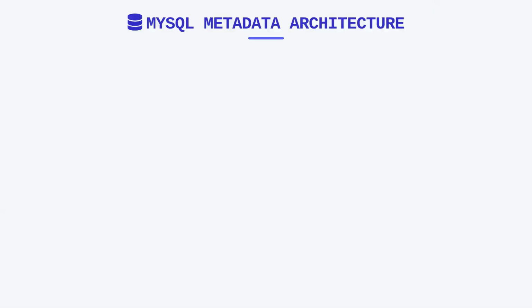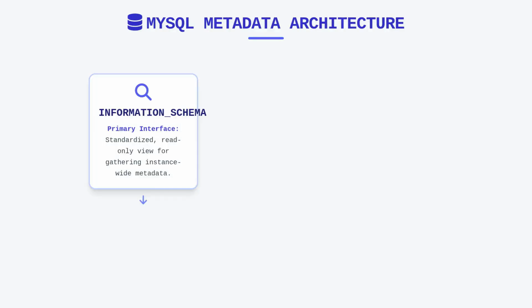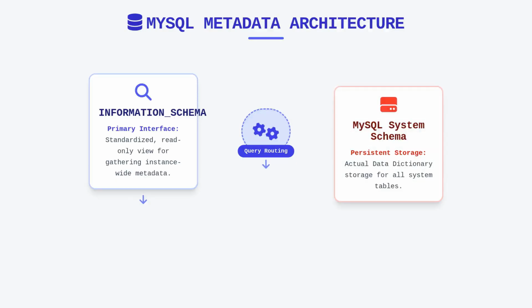While the physical file system has become cleaner, you still need ways to query this metadata, which is where the information schema and the MySQL system schema come into play. The information schema remains your primary interface for gathering metadata about objects across the entire instance, providing a standardized, read-only view that applications and DBAs have relied upon for years. However, under the hood, these views now query the new system tables located in the MySQL database, which represent the actual persistent storage for the data dictionary.